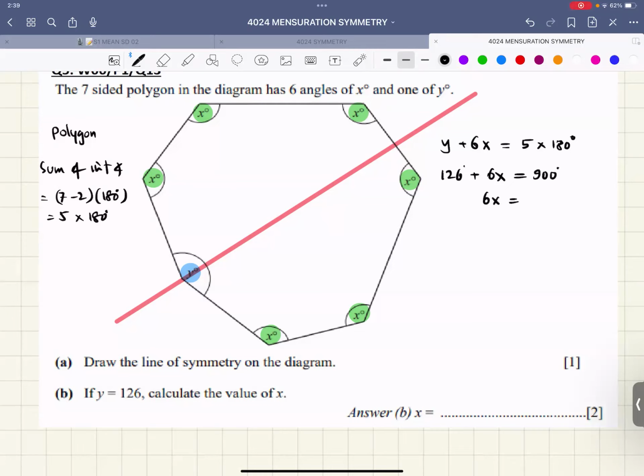Therefore, 6x is 900 minus 126. 900 minus 100, that's 800. 800 minus 20 is 780. 780 minus 6 is 774. Well, it's a paper one question, but if you are doing it right now and you want to double check, you can also double check using a calculator. So that's 900 minus 126, that's 774. And when we divide it by 6, x comes out to be 129 degrees. That's the value of x. So write your answer over here. That's 129 degrees. So this is all good, all clear.